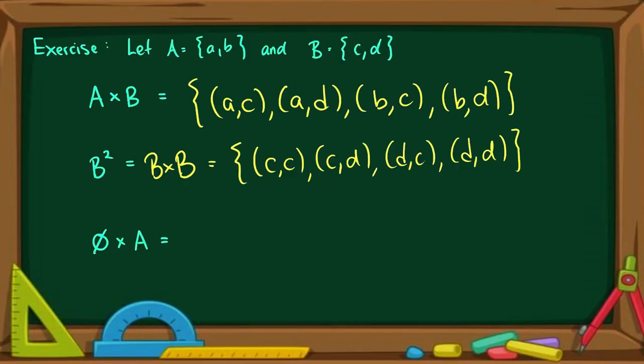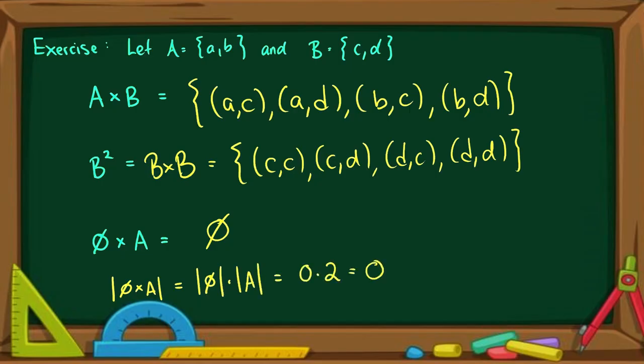What about the empty set cross A? Well, this is interesting because if you take the empty set and cross it with anything, you get the empty set back. And this makes sense, right? Because if we have the empty set cross A, the size should just be equal to the cardinality of the empty set times the cardinality of A, which in this case would be 0 times 2, which is equal to 0. And of course, we know that the cardinality of the empty set is equal to 0. So that is essentially why this holds, and a good way to remember what to do when you think, oh no, what do I do with the empty set?